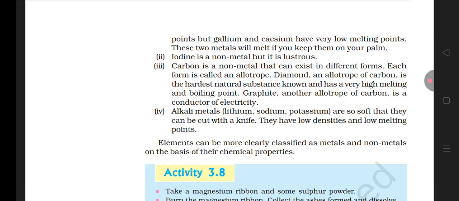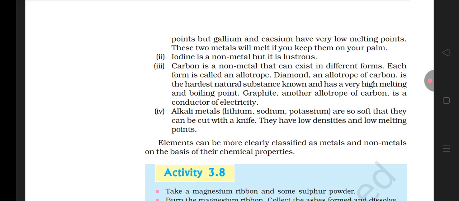Now, what we have read about non-metals is that they are generally poor conductors of electricity. But there are some exceptions, like graphite. Graphite is made up of a non-metal, that is carbon, but it is a good conductor of electricity. You are going to read about its structure in chapter number 4, and you are going to understand why it is a conductor of electricity.